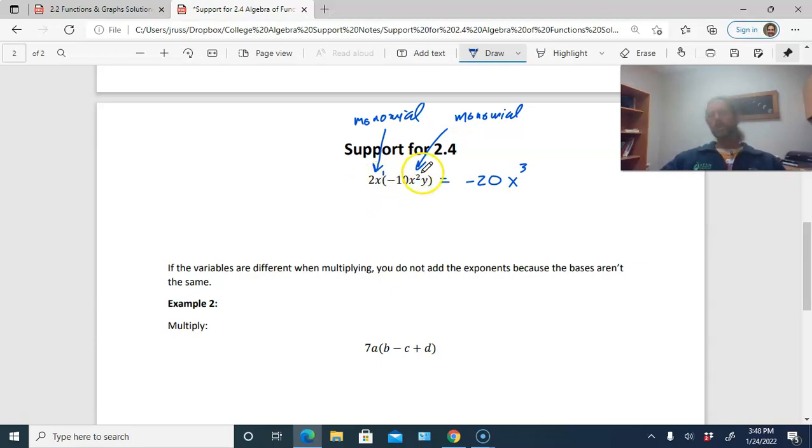And then you may say, well, what about the y? There's not another y to multiply it by. That's true. So what we do is we just carry this y over. So this is our product, and it's another monomial, negative 20 x cubed y. Yeah, and I put this in the notes. It says if the variables are different when multiplying, you do not add the exponents because the bases are not the same.